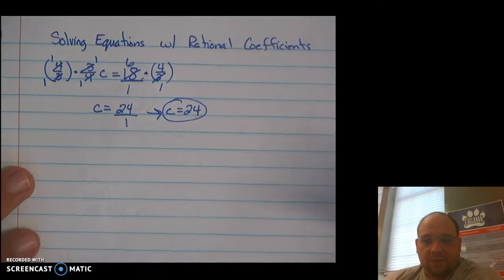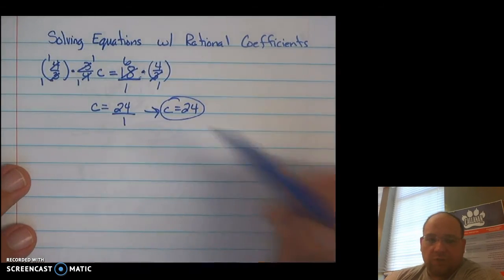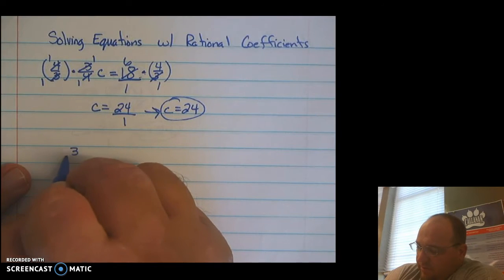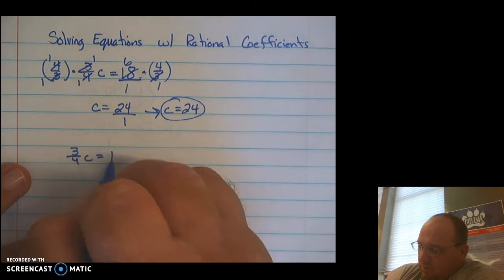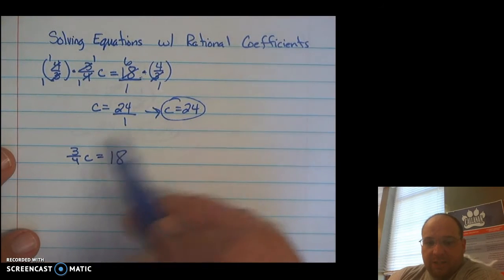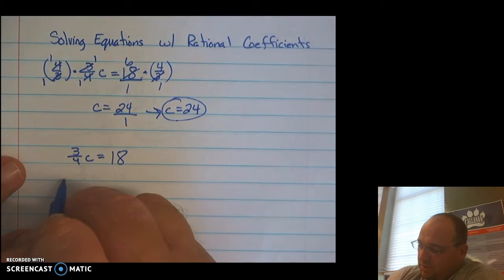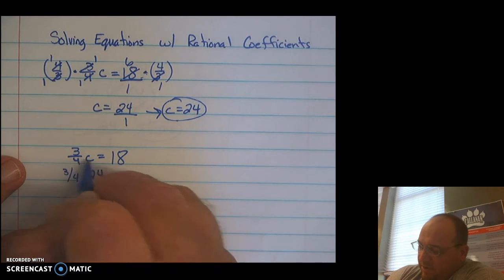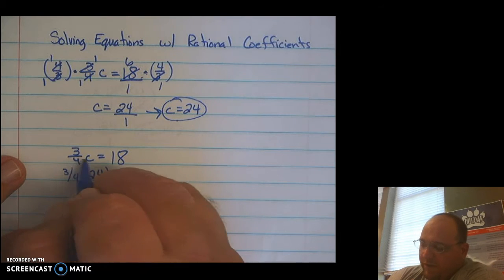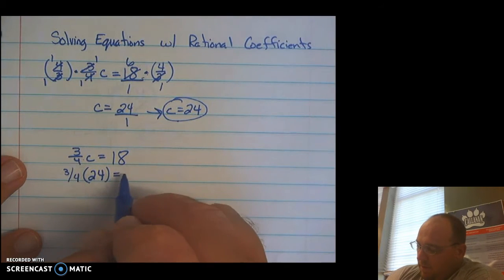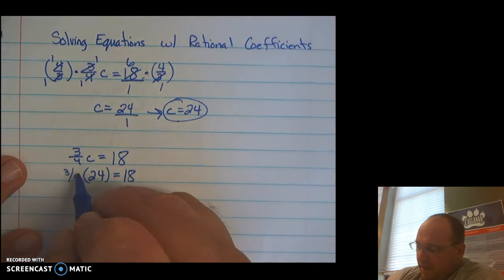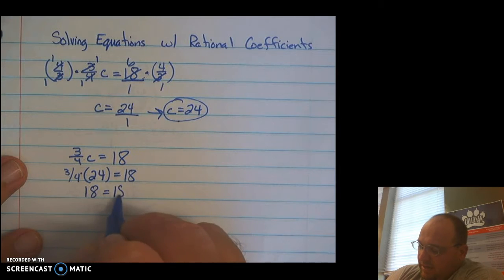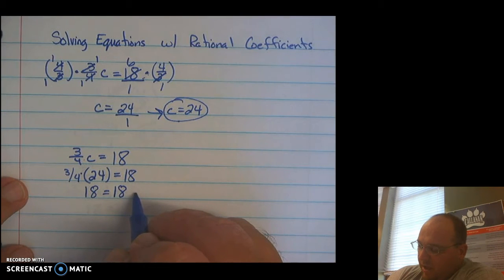I'm going to double check to make sure this answer is correct by substituting this solution of 24 back into that original equation that we had. So I'm going to take 3/4 c is equal to 18. Again, I'm going to replace the c with the 24 that I got for a solution to see if that's correct. So I got 3/4. I'm multiplying because I know that there's multiplication going on between this coefficient and this variable. So 3/4 times 24 will give me an answer of 18. And because 18 is equal to 18, this lets me know that I have the correct solution.